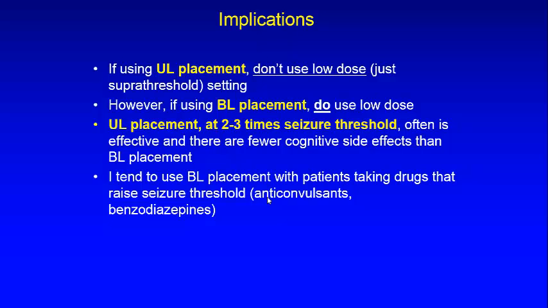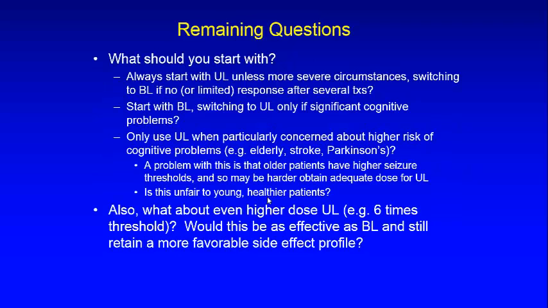Now, there's some remaining questions from that study that subsequent studies have tried to address. And what the questions were after that study was, what should you start with? Should you start with unilateral unless you have more severe circumstances and only switch to bilateral if you're not responding after several treatments? Or should you start with bilateral and only switch to unilateral if a person is having significant cognitive problems? Or if you're particularly worried about cognitive vulnerability or delirium vulnerability, for instance, patients with pre-existing brain disease, elderly patients, stroke patients, Parkinson's patients.